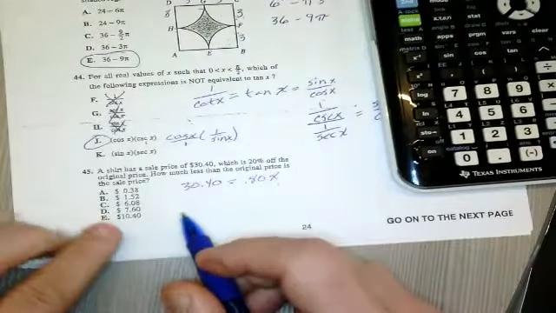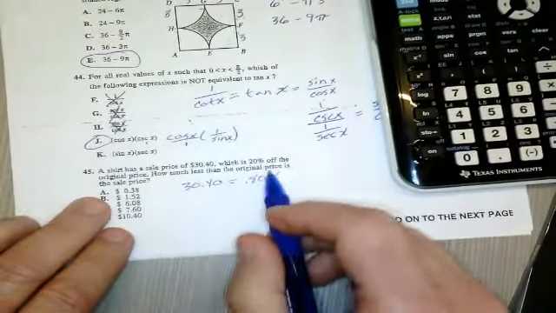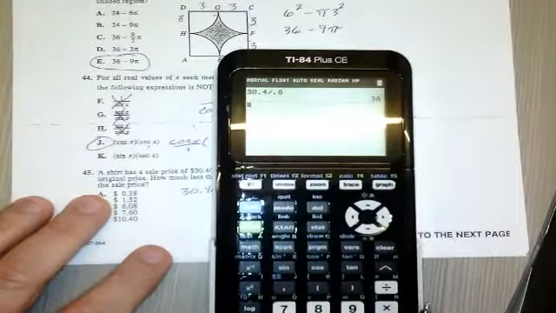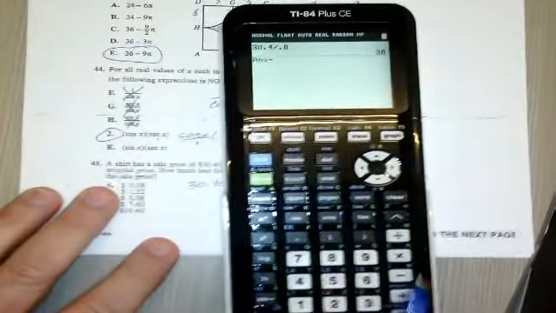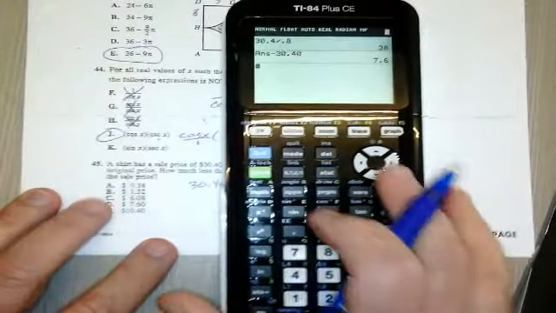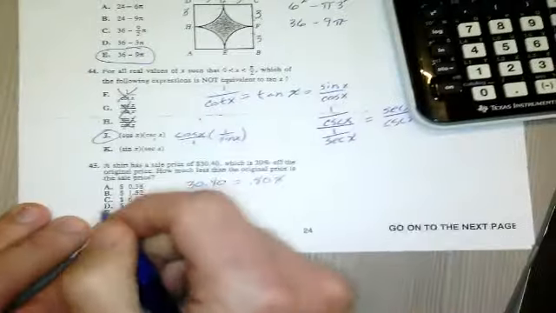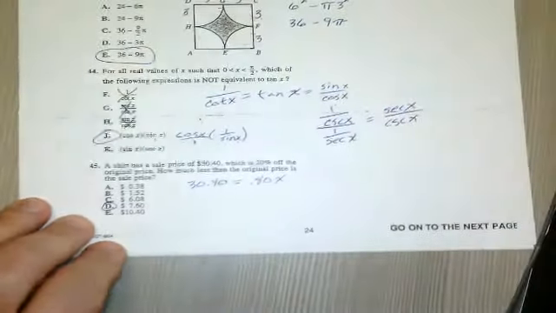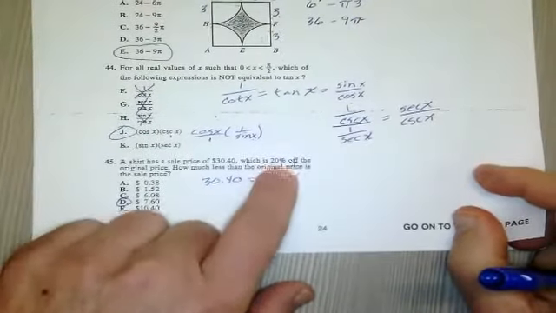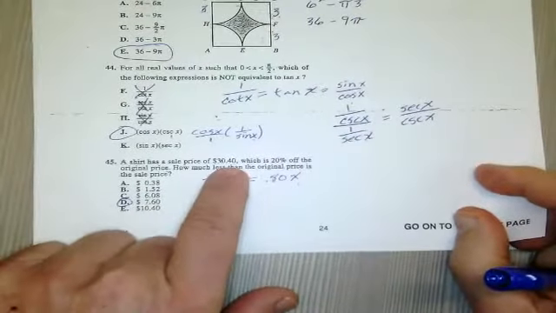Notice that's not a choice here, because how much less than the original price is the sale price? So we take 38 minus 30.40, which is $7.60. So there's the answer to 45, $7.60. So we found 80% of the original, since they told us this was 20% off the original.